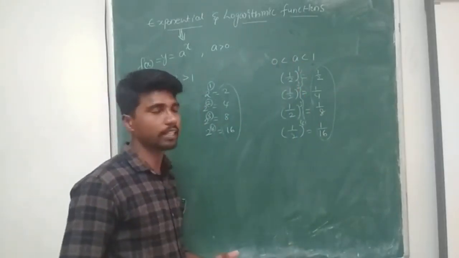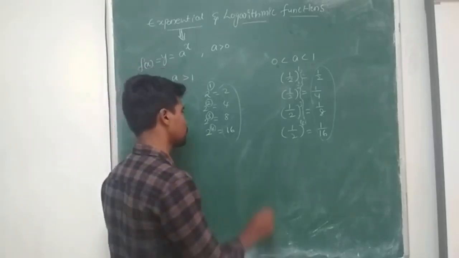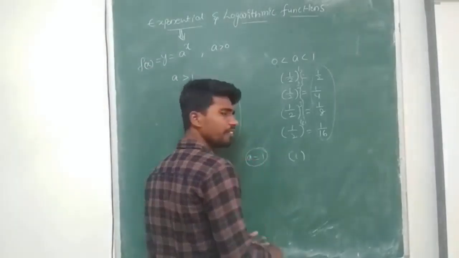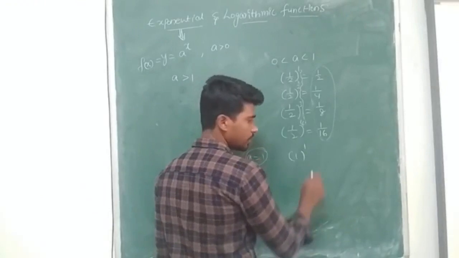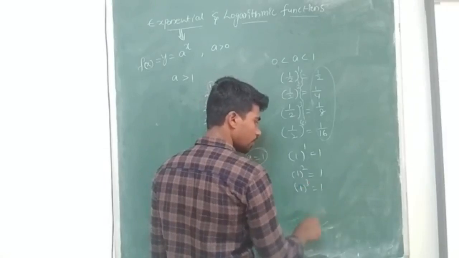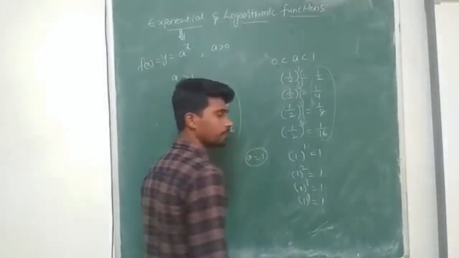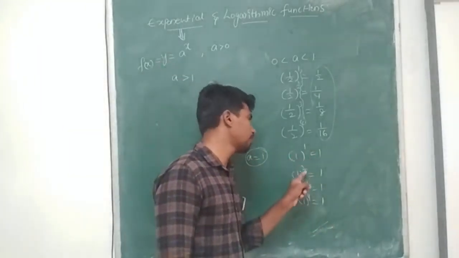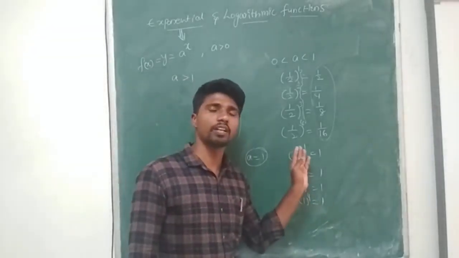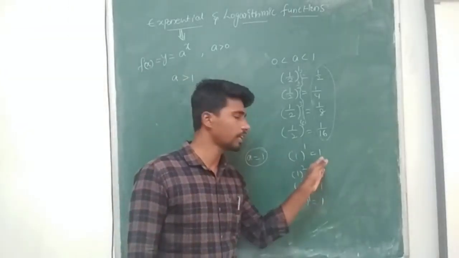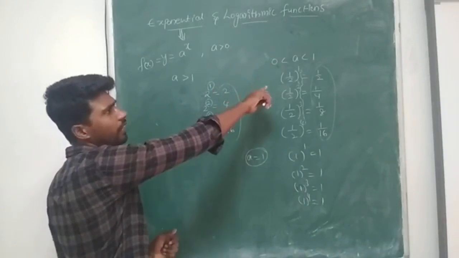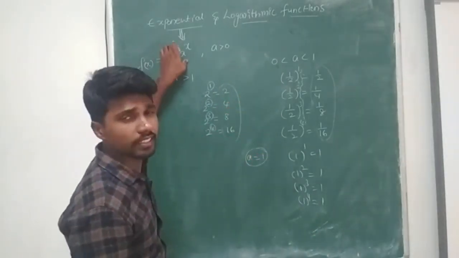If suppose I take the value of a as 1, then what happens? If I take x as 1, I get 1; I took 2, I got 1; I took 3, even then I got 1; I took power 4, even then I got 1. So it does not depend on the value of x. Whatever value you substitute, even 0, we are getting the number 1, which is nothing but a constant function. So for a value of 1, the exponential function acts as a constant function.